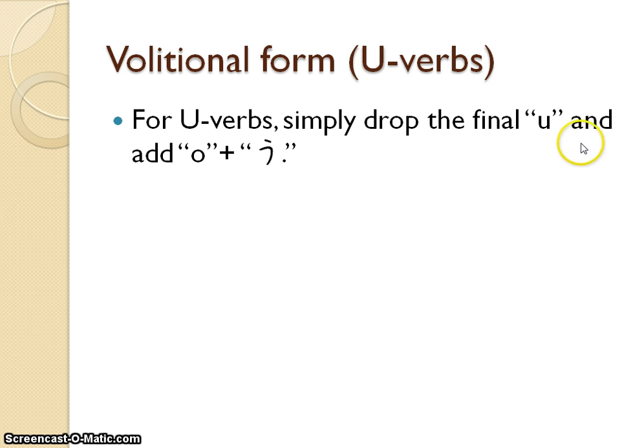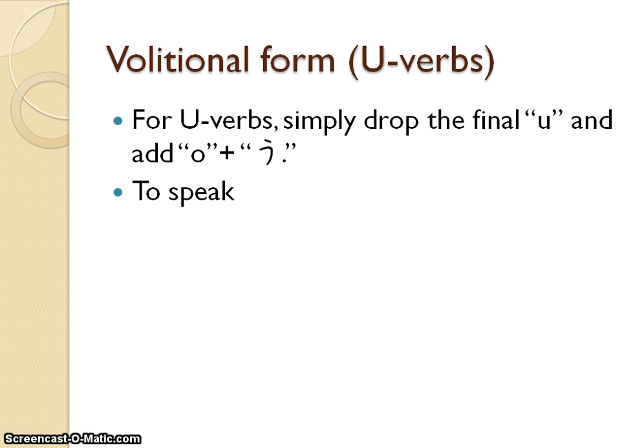U verbs. Now, with u verbs, you drop the final u sound and you add o at the end. So if you want to visualize this, the u is the third character in the column: A, I, U, E, O, right? U is the third. You're dropping it down two. So it'd be U, E, O. So you drop into the O row instead.